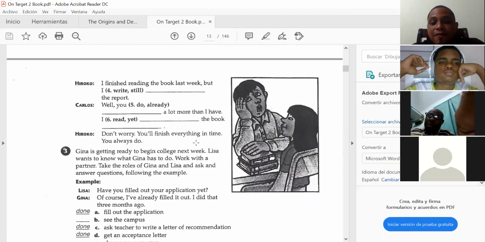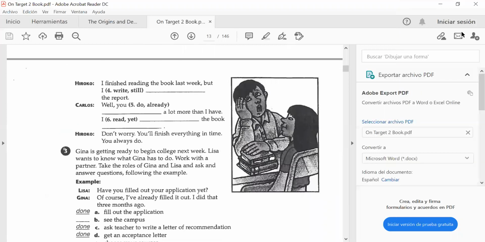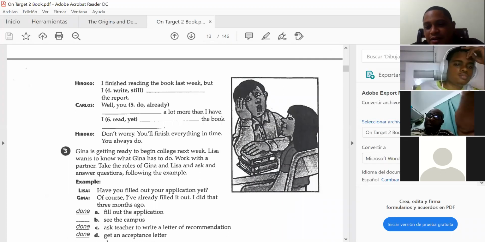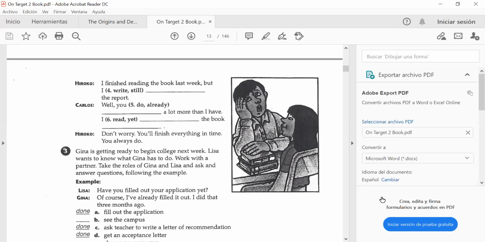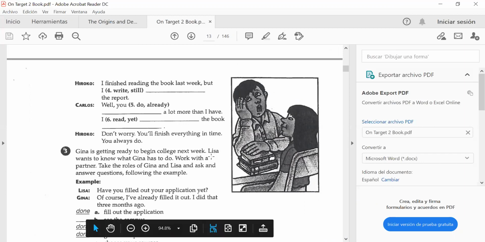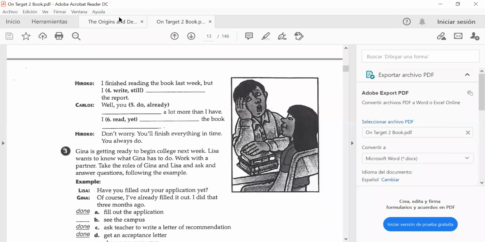Now we have the number 4. Let me see. I see 2 people raising hand. Noraima, is that you? Yes. I finished reading the book last week, but I still haven't written the report. Okay, you see, I still haven't written the report. That's correct.